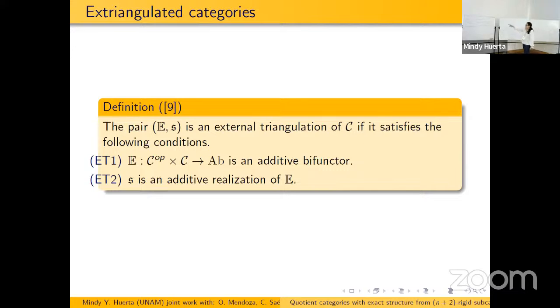We have the analogues of the previous two concepts. In an X-triangulated category, we have this bifunctor E from this product category to abelian groups. This plays the role of the first extension group in both contexts. And we can replace distinguished triangles or short exact sequences by something called E-triangles, which we will denote by A, B, C, with a dashed arrow. So here we have the main ingredients and the main elements in this definition.